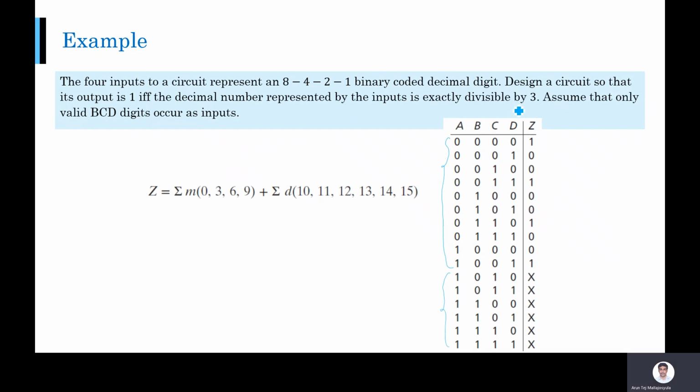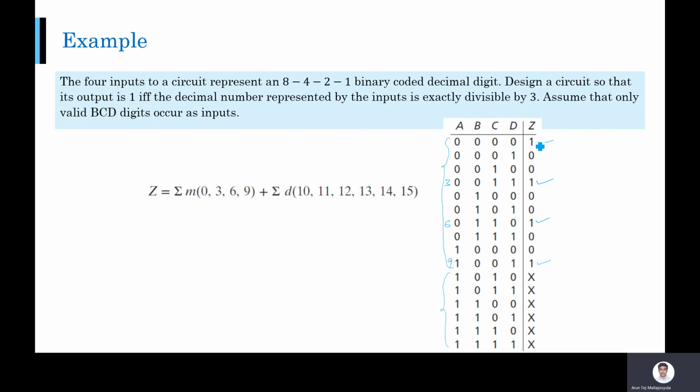You are saying that the circuit has to give you 1 if and only if the decimal number is exactly divisible by 3. So Z has to be 1 only if this is a multiple of 3. So 0 of course is 1. Then this is 0, 0, 1, 1, which indicates the decimal number 3. So 3 is divisible by 3, so you have 1 here. Then you have 0, 1, 1, 0, which is 6. Again divisible by 3, so this is giving you an output of 1. And you have 9, which is also divisible by 3, and so this is also 1.